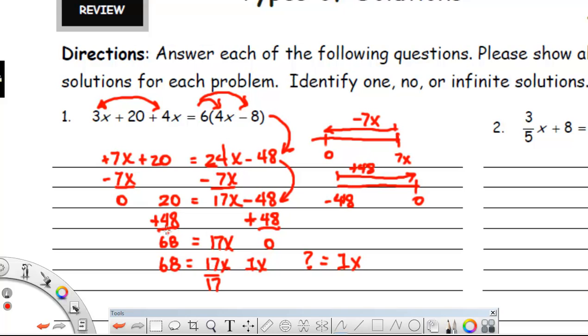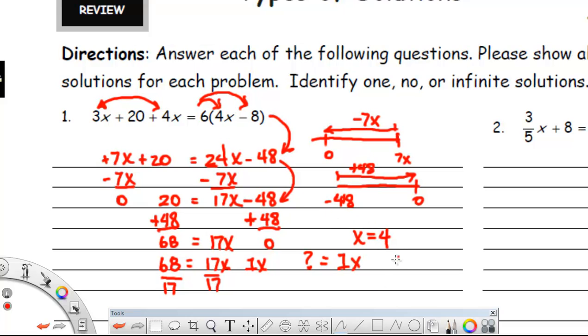So 17 divided by 17 will give me the 1. And then the algebra tells me if I do it to one side, I have to do it to the other. So 68 divided by 17, if you take your calculator and do that, it will give you 4. So your final equation, or your final answer, is x equals 4.